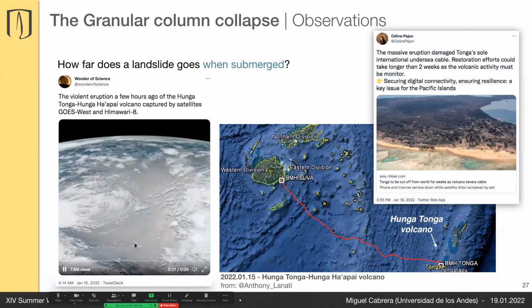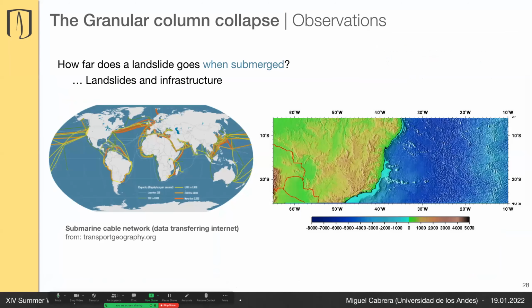So this is alarming, and it's alarming not just in these areas with volcanoes, but if you are aware of all the undersea cables, it becomes more dramatic when you see how sharp the change of level is from the continental crust to the undersea. So you have changes of about 2 kilometers in just a couple of hundred meters, making very steep slopes where submarine landslides can occur.